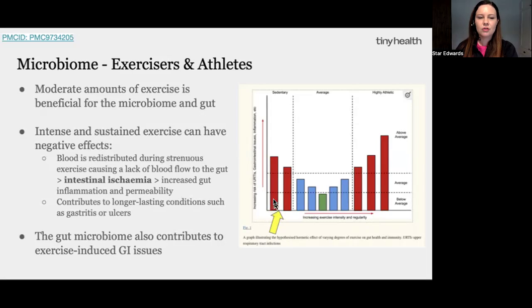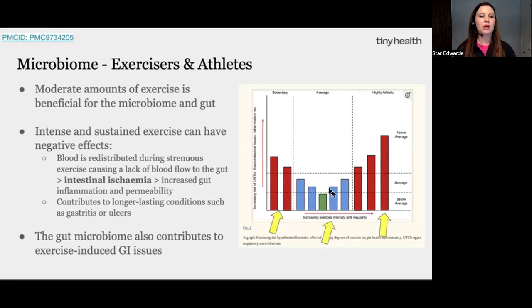They also have a greater chance of experiencing upper respiratory tract infections, which is very prevalent in your elite athletes, gastrointestinal disorders, and inflammation. And then we have moderate amounts of exercise. And we see here that they have the least chance of having upper respiratory tract infections, gastrointestinal issues, and inflammation. And the intense and sustained exercise can have negative effects.